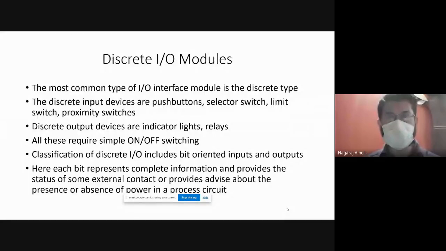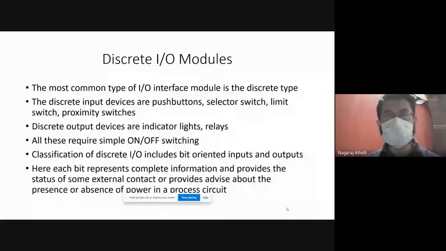So a discrete input module is a module which has only two states: the on state, which has the condition of 1, and the off state, which has the condition of 0. Such input modules are called discrete input modules. Similarly for the output modules, if the output module has two states, on and off, with the 1 bit indicating the on state and the 0 bit indicating the off state, then it is called a discrete output module. Such input and output modules are called discrete input output modules.